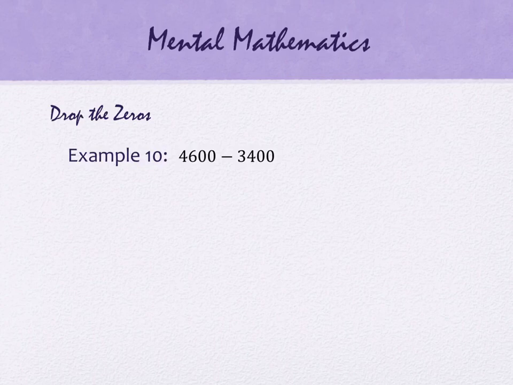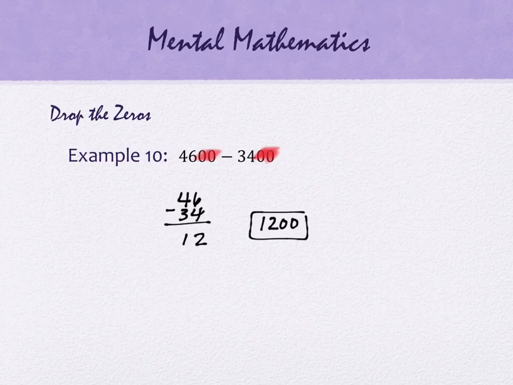You with me? So what does dropping the zeros mean? Well, it literally means that we ignore the zeros that are at the end, the matching pairs of zeros, and we simply do 46 minus 34. What's 46 minus 34? 12. And then we put the zeros back on the end. I don't really have to worry with the zeros. They're going to stay 0, right? So I just worry with the values that are not 0. Okay, everybody good? All right.